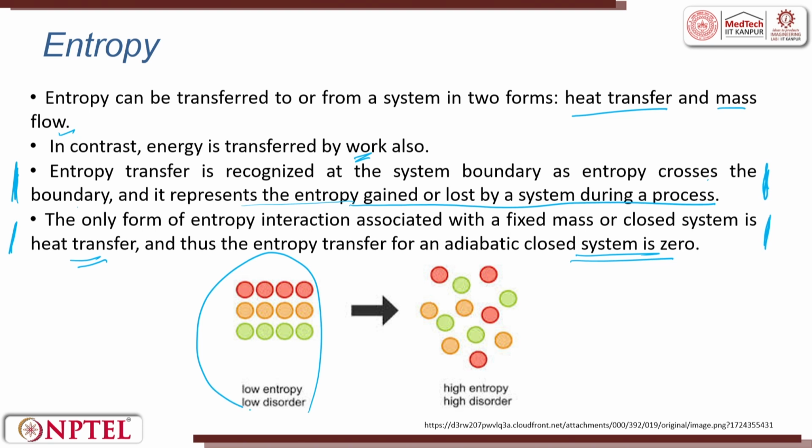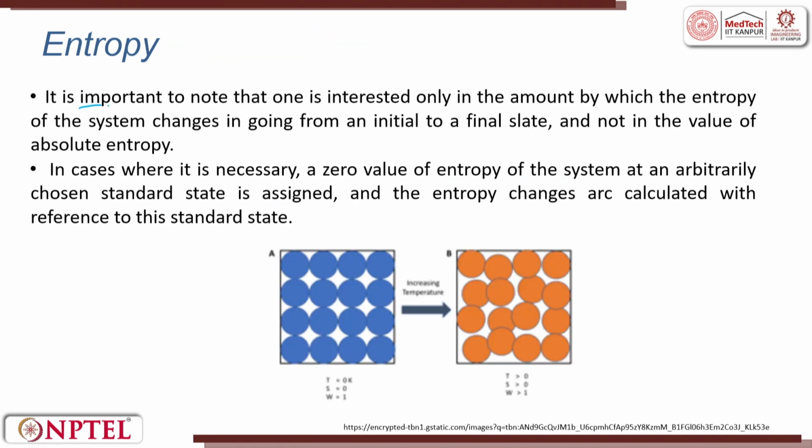So, low entropy, low disorder. This is high entropy and high disorder. It is important to note that one is interested only in the amount by which the entropy of the system changes going from initial to final, and not its value. In cases where it is necessary, a 0 value of entropy of a system at an arbitrarily chosen standard state is assigned, and the entropy changes are calculated with reference to that standard state.